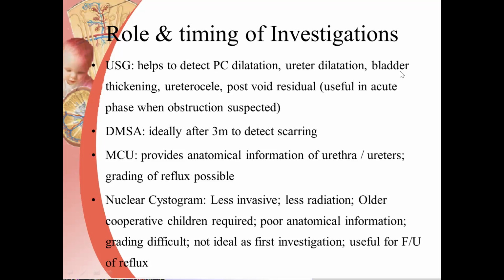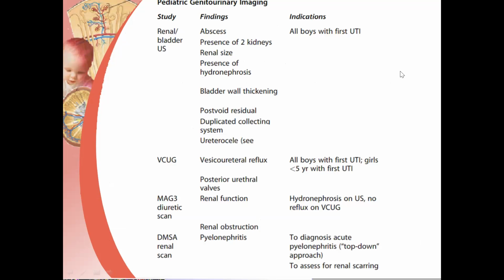So, grades 1 and 2 of VUR in VCUG form grade 1 in nuclear cystogram, grades 3 and 4 form grade 2, and the 5th grade forms grade 3. So, the grading is totally different. It can be confusing, and it is not ideal as a first investigation.